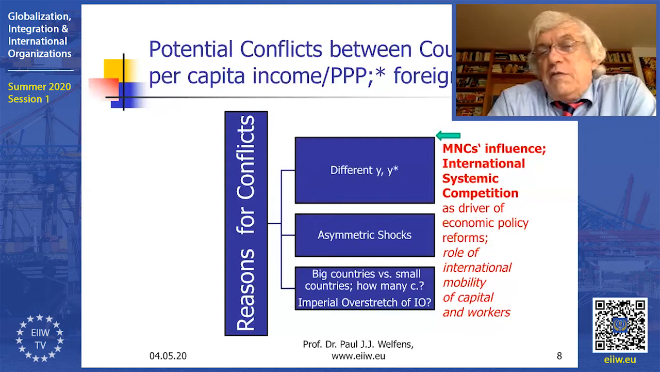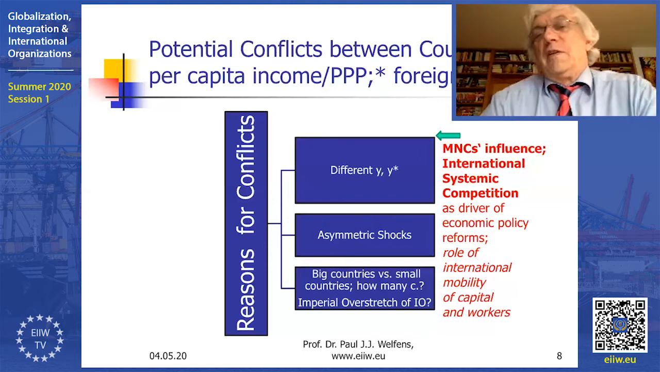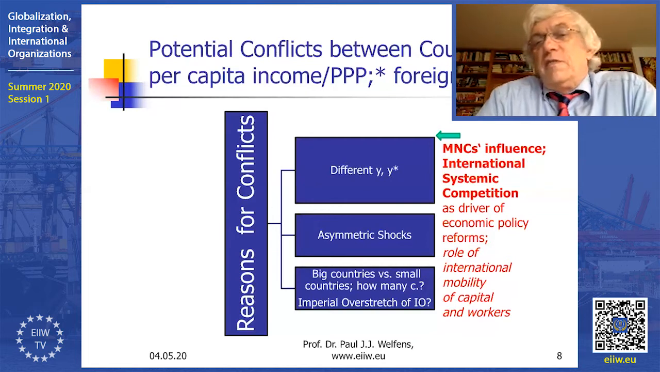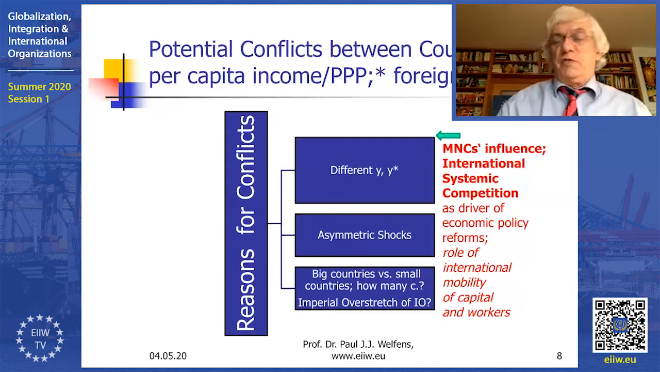And there's generally the role of international mobility of capital and workers, which contributes to this international systemic competition. And it's, of course, very interesting to see now that in the past 25 years, a very large number of immigrants indeed went to the UK or Switzerland, France, not so much to Germany, but to these countries. And of course, if you attract a lot of immigrants, this is a signal that your institutional setting and the economic dynamics seem to be working well.